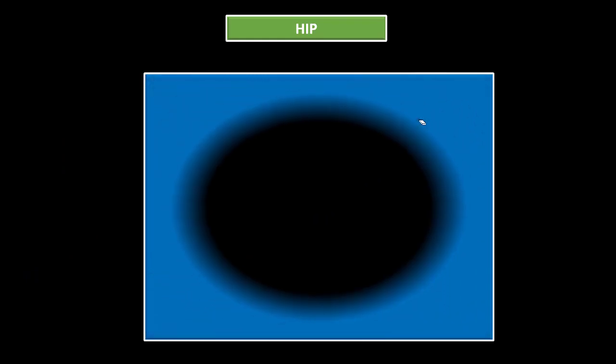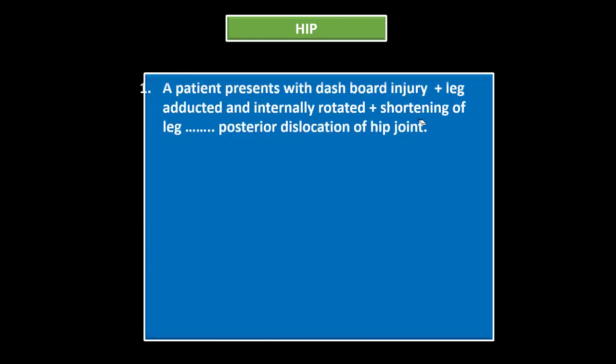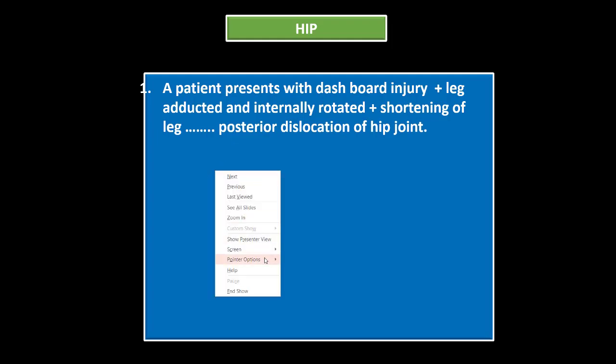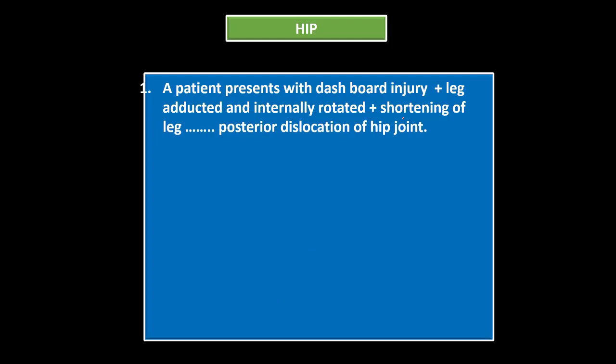So how can the examiner ask the questions? Number one, a patient presents with a dashboard injury. The mode of injury is very important. Plus the legs are adducted, which is a very important point, and internally rotated. There is a shortening of the leg. What will be your answer? Posterior dislocation of the hip joint, right? The important thing is that the legs are adducted and internally rotated.